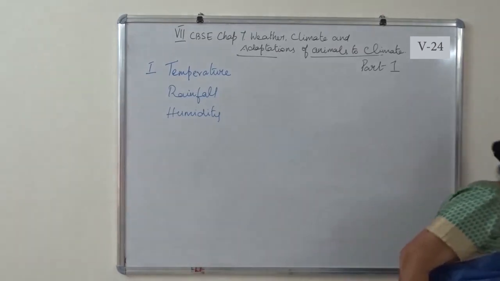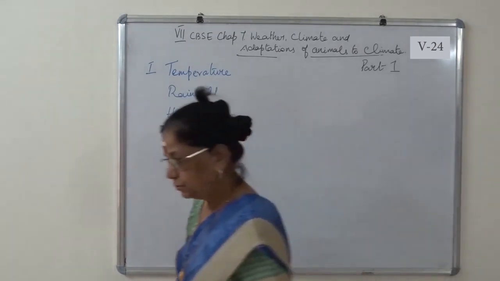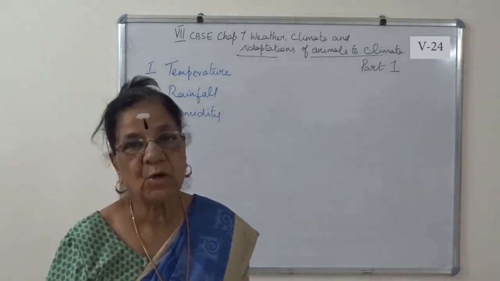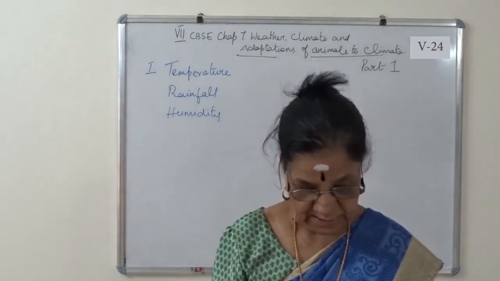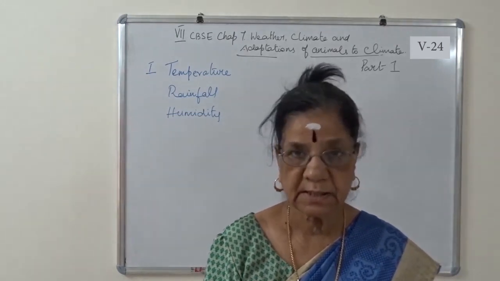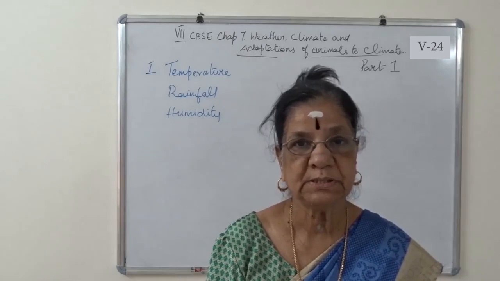So temperature, rainfall and humidity. So these are called elements of weather. So the elements of weather are temperature, rainfall and humidity.